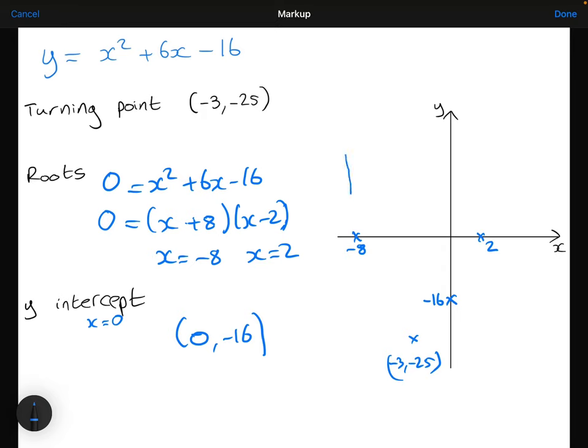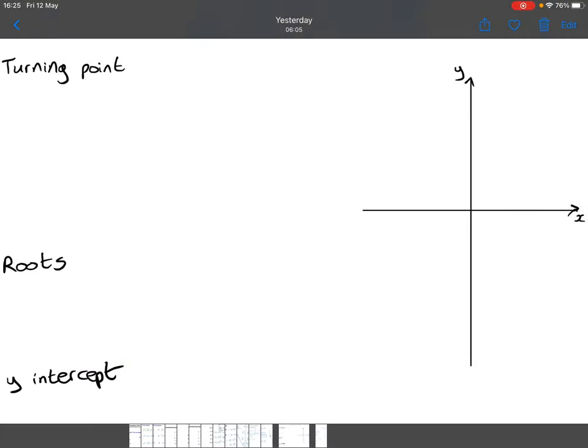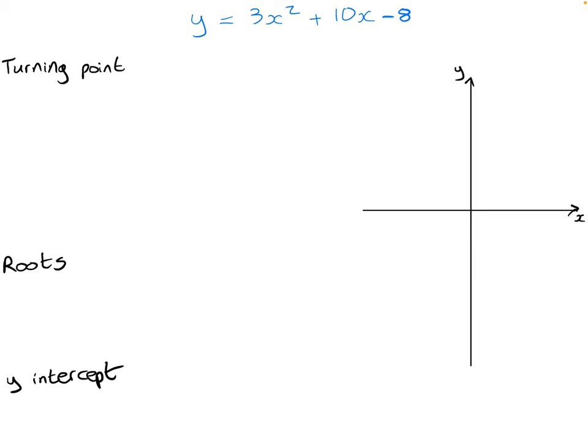And now I can draw my quadratic, going down through the roots, down to the turning point, up through the intercept there and through. The line of symmetry would be here, which is x equals minus 3, because the x-coordinate is always minus 3 on that line of symmetry. Last thing for this video is a slightly harder one. So I want to sketch y equals 3x squared plus 10x minus 8. We're going to do that by finding the turning point, the roots, and the y-intercept.